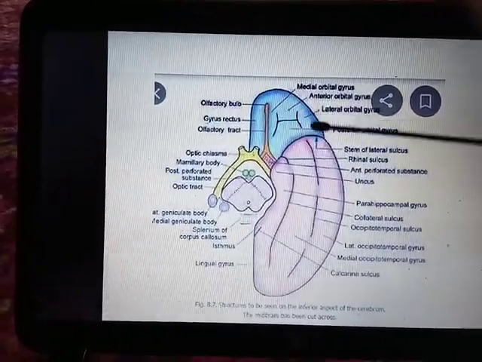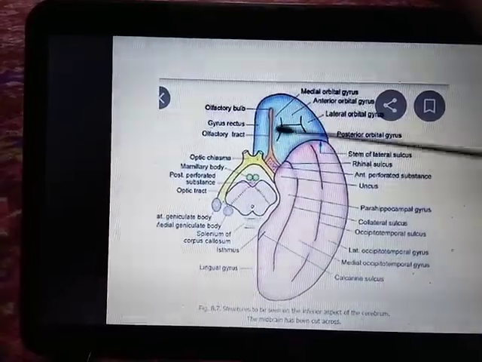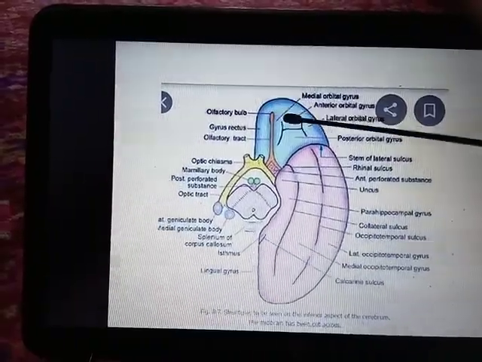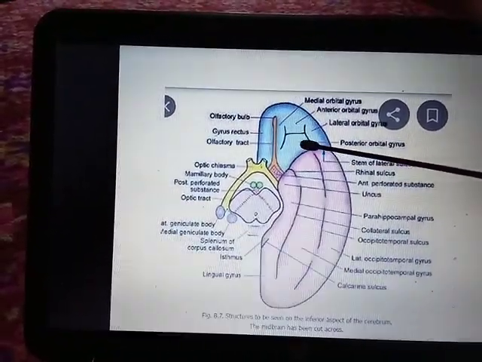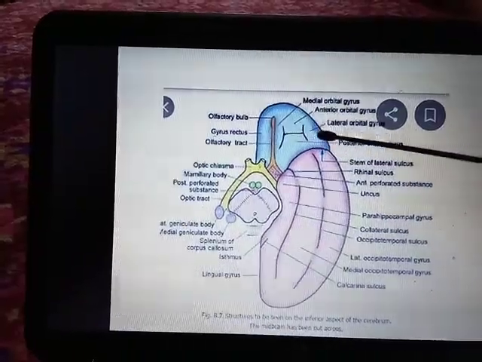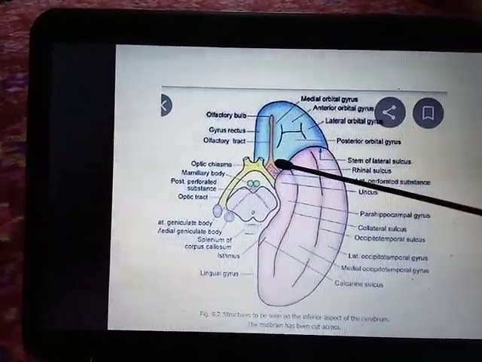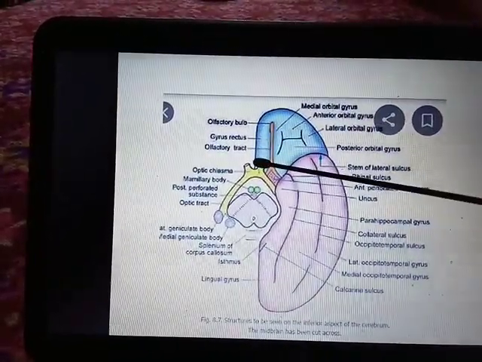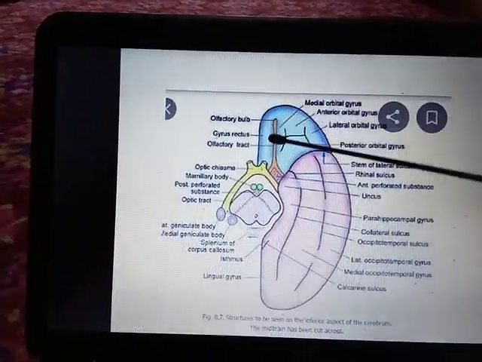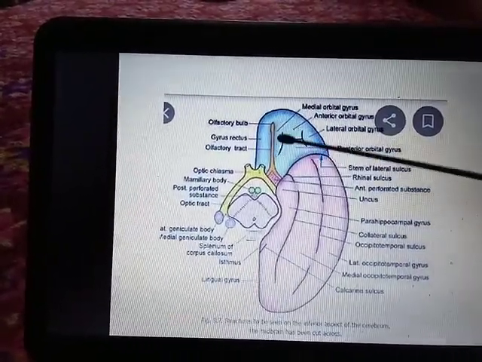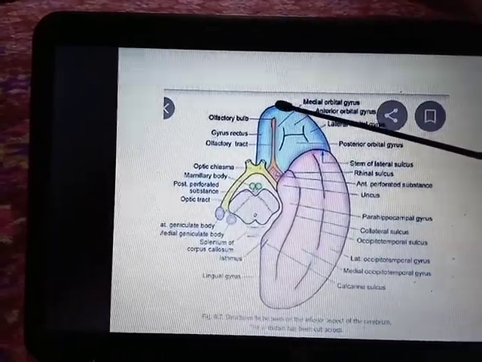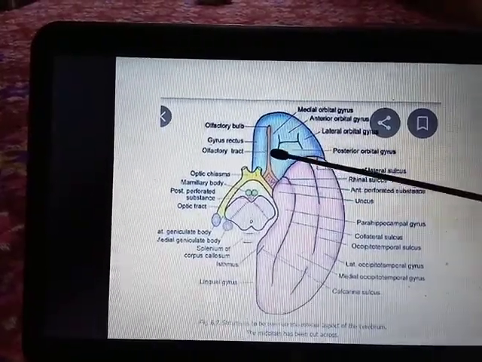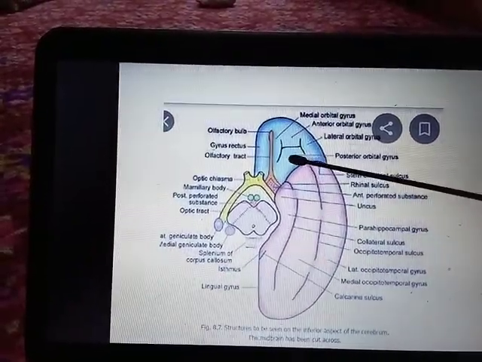Just lateral to this, you have the H-shaped sulcus. This H-shaped sulcus divides the area into the anterior orbital gyrus, posterior orbital gyrus, medial orbital gyrus and lateral orbital gyrus. You have the olfactory sulcus, medial to that the gyrus rectus, which is a straight gyrus, then lateral to the olfactory sulcus the H-shaped sulcus dividing this part into four gyri.